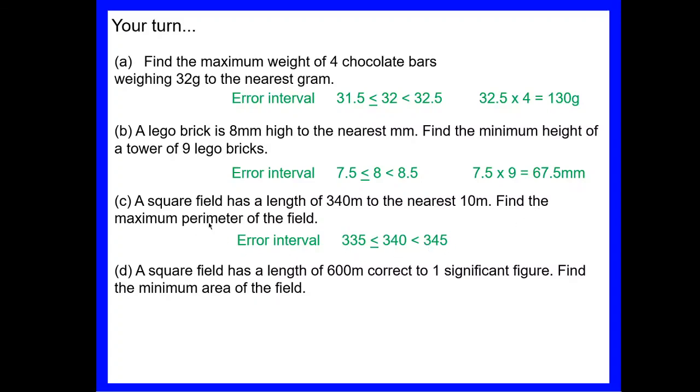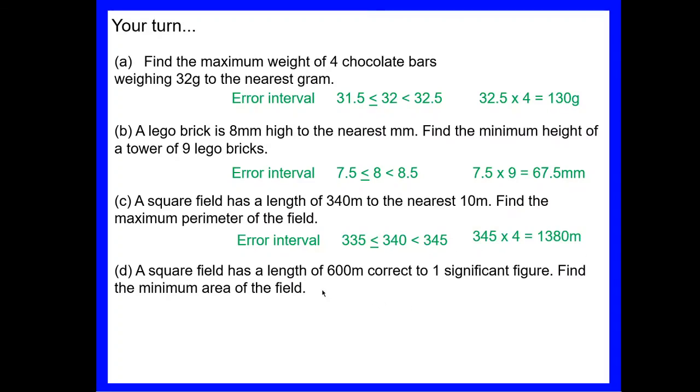And we want the maximum perimeter of the field. So we're going to take 345. Remember, it's square. So that means the length and the widths are 4 lots of 345, which is 1,380 metres.